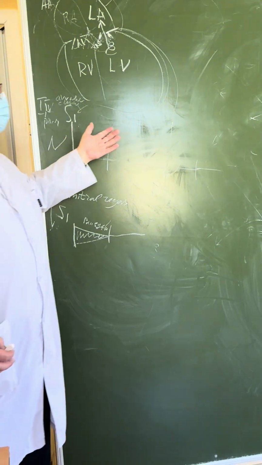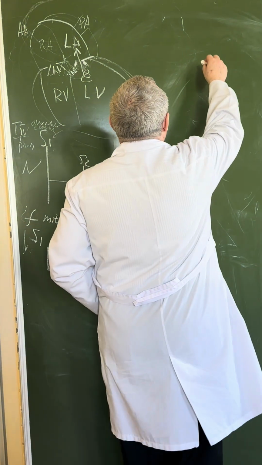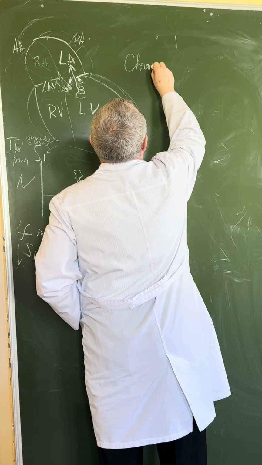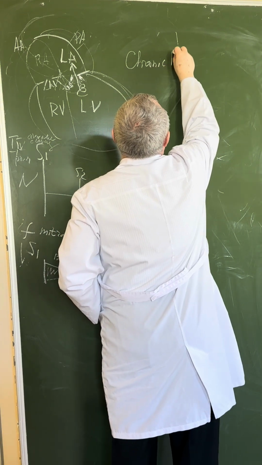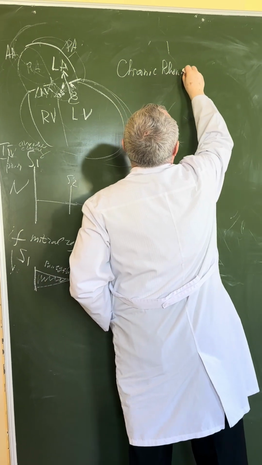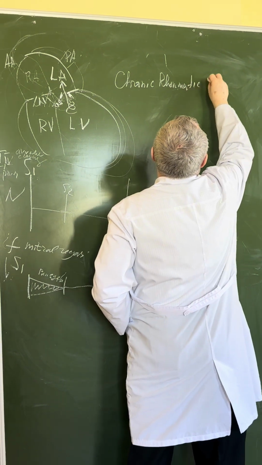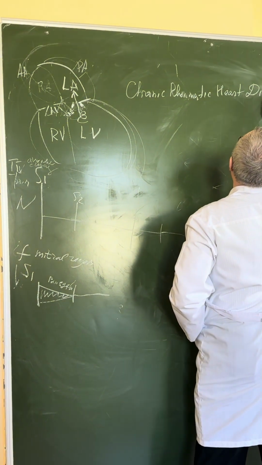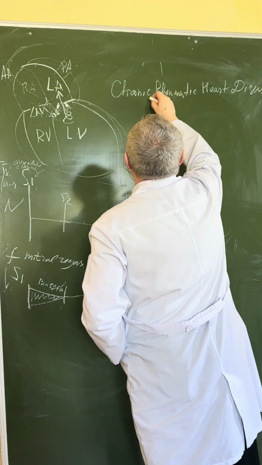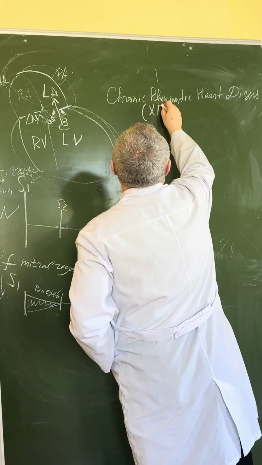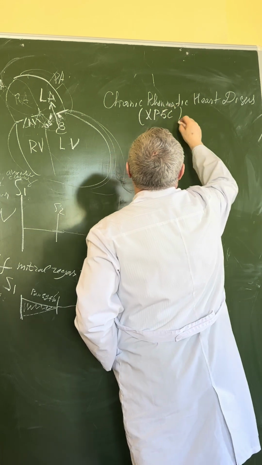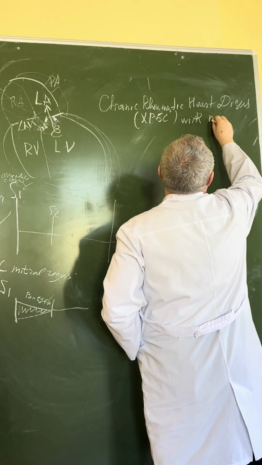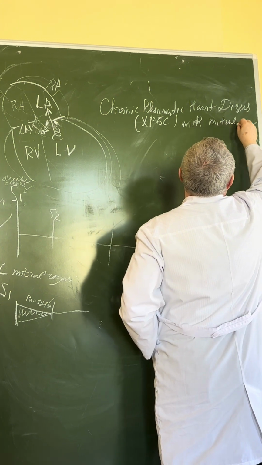If on the basis of acute rheumatic fever, the diagnosis will be what? Chronic rheumatic heart disease. In Russian shortly, HRBS, with what? Mitral regurgitation.